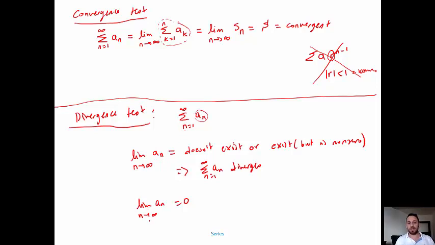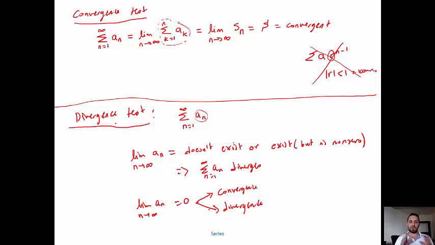Now, if the limit of a of n as n goes to infinity is equal to 0, here you can't say it definitely will converge. In general, in most cases it will converge, but in some other cases it may diverge. So in this scenario, if it gives you 0, then you need to go and check for convergence and divergence by another test. So the divergence test is not sufficient enough.